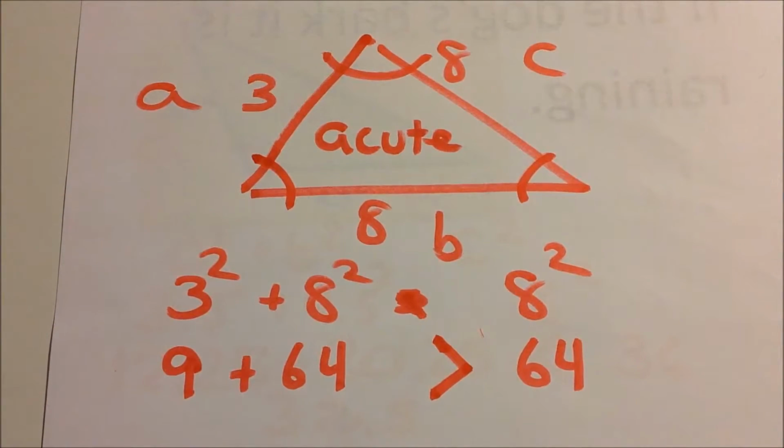So just remember the rules. If we have a triangle where a squared plus b squared equals c squared, we know it's right. If a squared plus b squared is less than c squared, well, we know that's obtuse. And if a squared plus b squared is greater than c squared, we know that's acute, just like we did here. So the converse, again, just means the reverse. It just means that if a squared plus b squared equals c squared, then it's a right triangle. And if it doesn't come out that way, it's not.